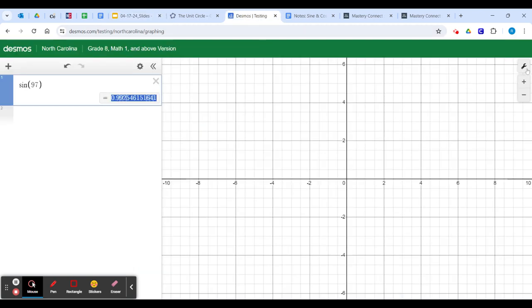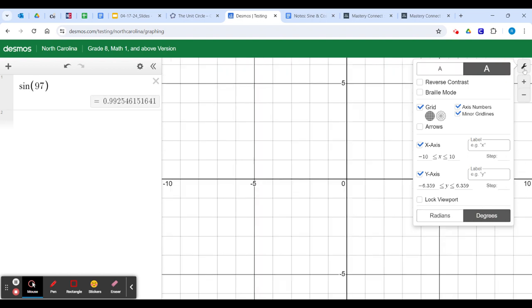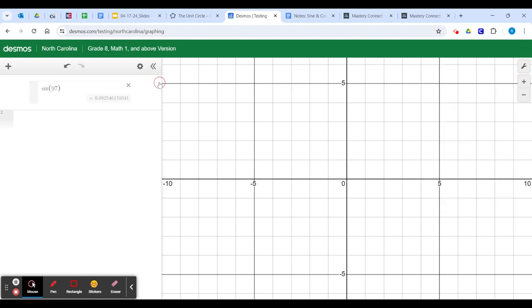If we click this wrench in the top right corner, notice how this box here down on the bottom is listed in degrees. If I change that to radians, notice how the value that I plugged in for sine 97 changes. We always want to make sure that we're using the correct units. Today we're going to work in degrees. Tomorrow we'll introduce the concept of radians, but it's important to get the right value. So I have my setting correct. I can clear this out.